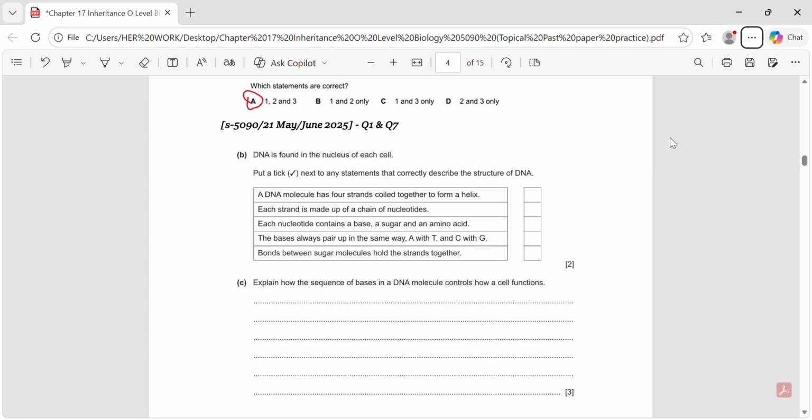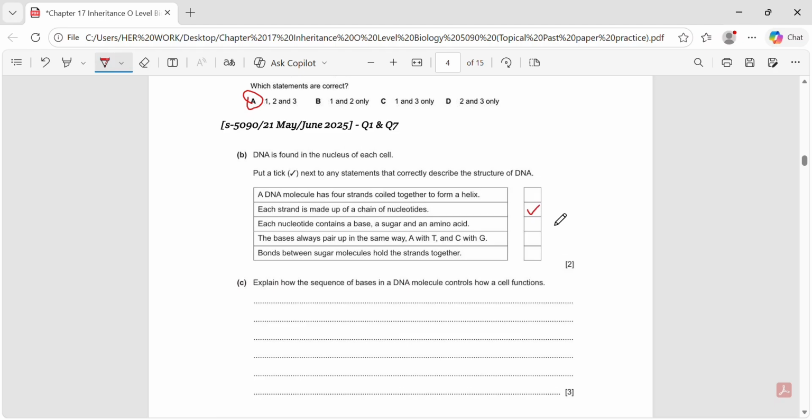Now we move on to the paper 2 questions. It says that DNA is found in the nucleus of each cell, and we have to tick the statements that correctly describe the structure of DNA. The first statement is incorrect because DNA does not have 4 strands coiled together, it actually has 2 strands forming a double helix. The second statement is correct because each strand is made up of a chain of nucleotides.